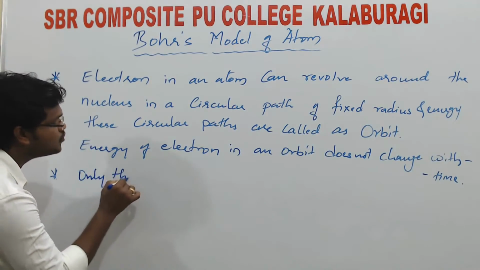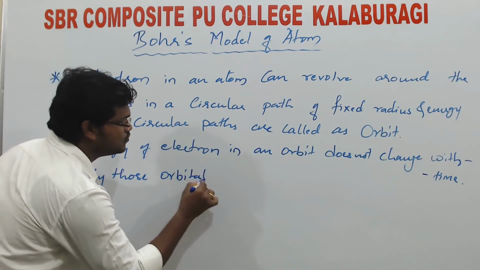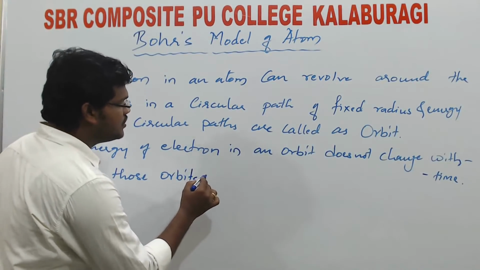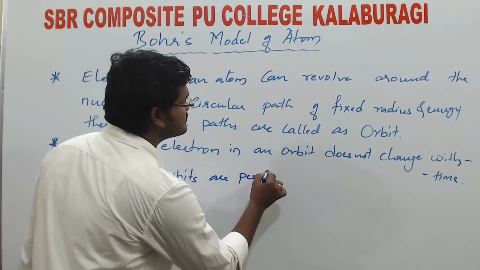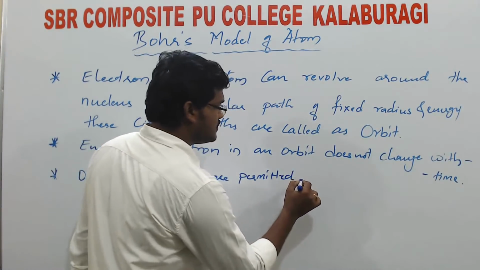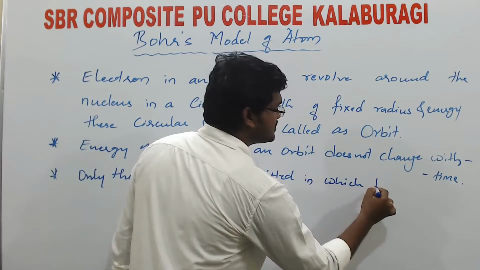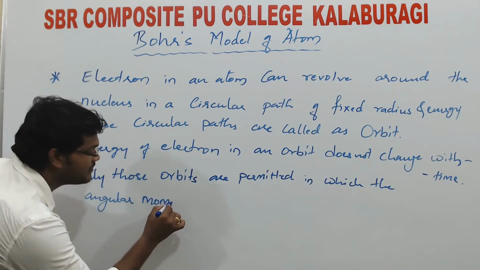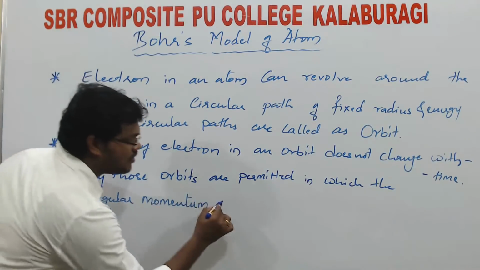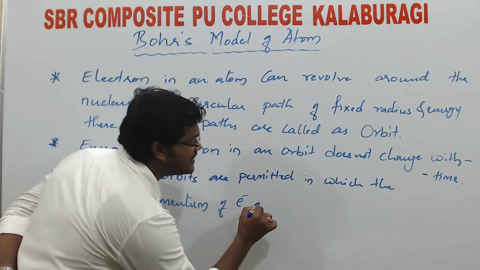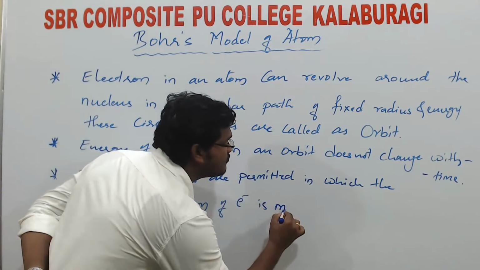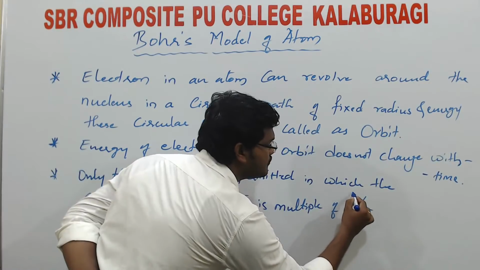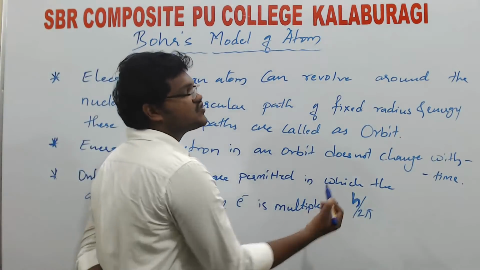Only those orbits, not orbitals in fact, only those orbits are permitted in which the angular momentum of the electron is a whole number multiple of h by 2 pi. What is h here? Yes, it's Planck's constant, h by 2 pi.